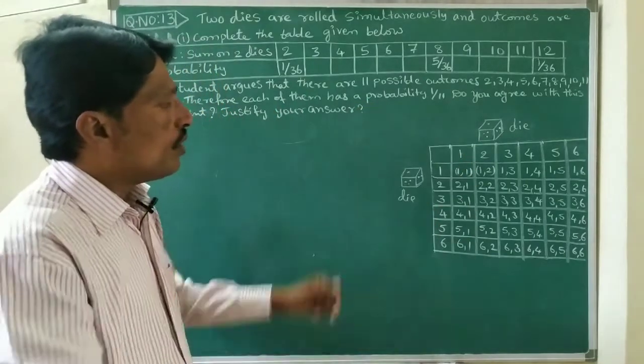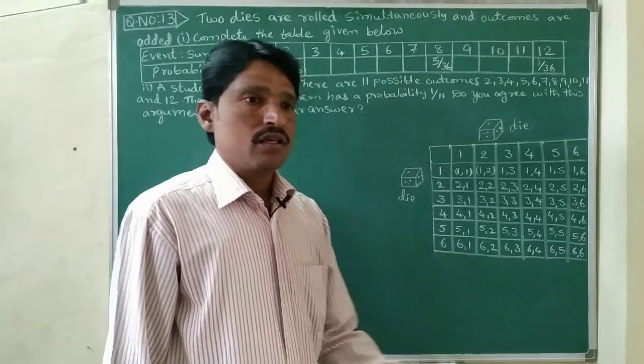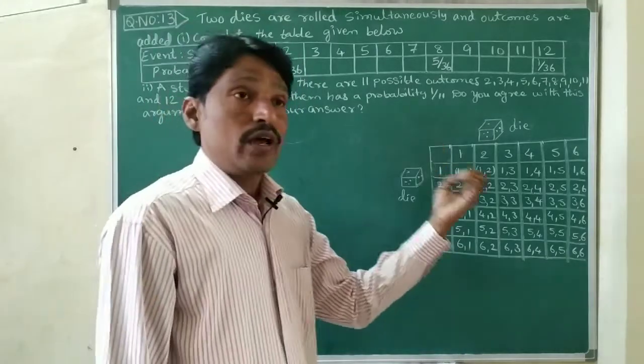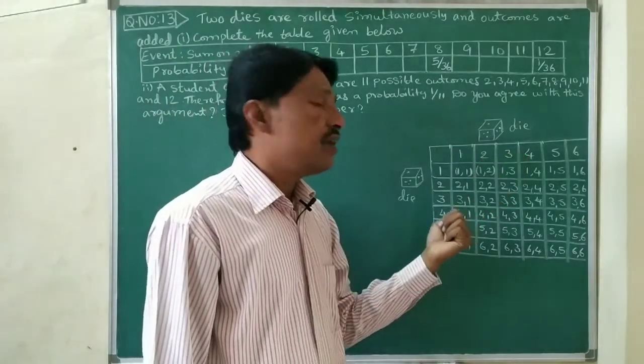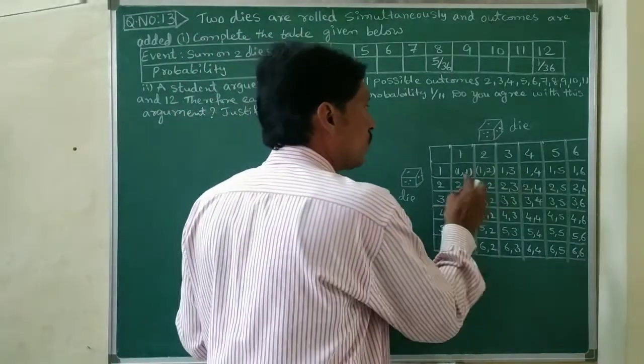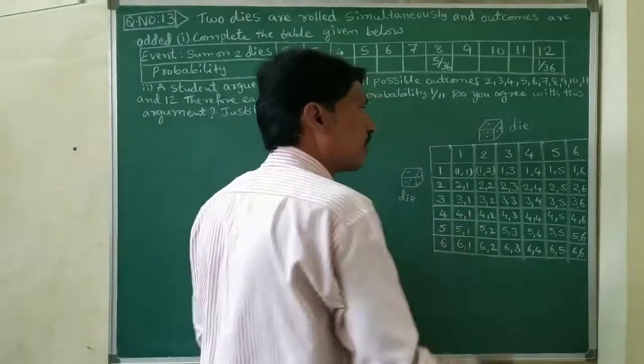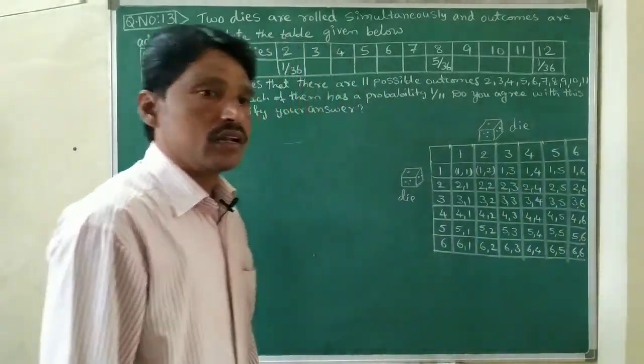So how many total possibilities did we get here? Total it will be 36. When two dice are rolled simultaneously, the total number of outcomes will be 36. You have to count once: 1, 2, 3, 4, 5, 6. 1, 2, 3, 4, 5, 6. 6 into 6, in total we are getting 36.